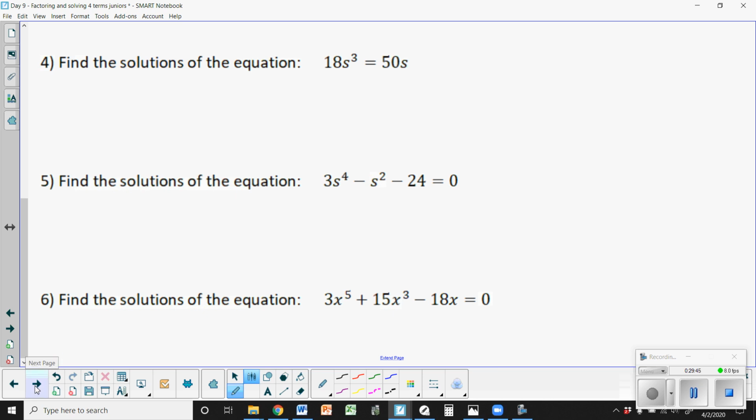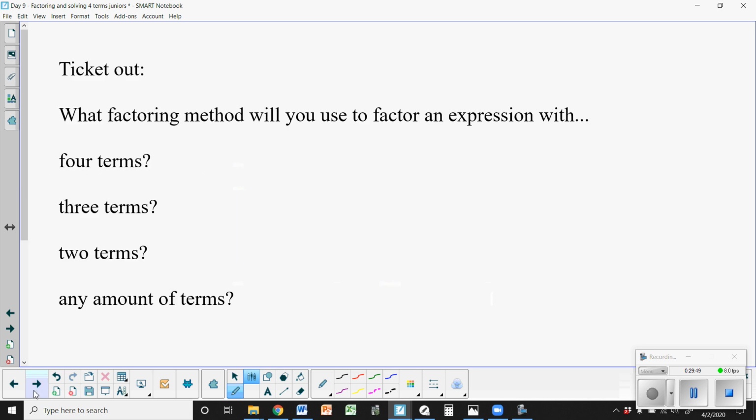And then something that we want to start noticing now for our ticket out is what factoring method will you use to factor an expression with 4 terms? So write that method out here. For 3 terms, what method would you use? For 2 terms, what method? Any amount of terms, what method? Just write those out.